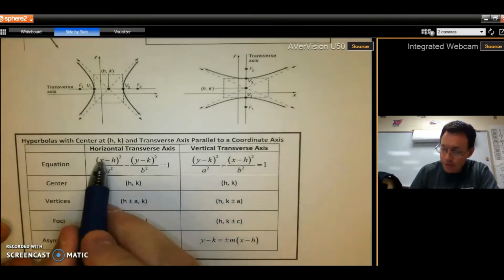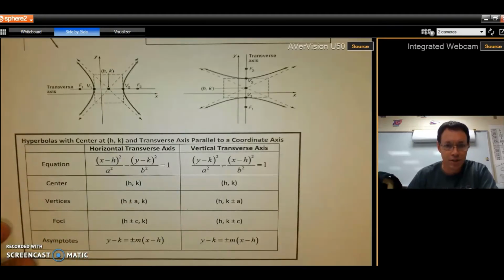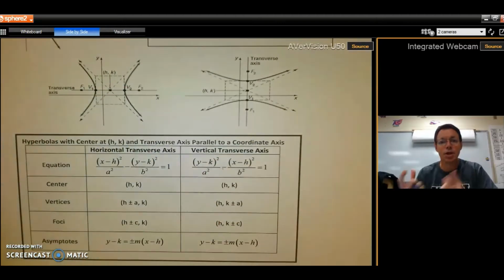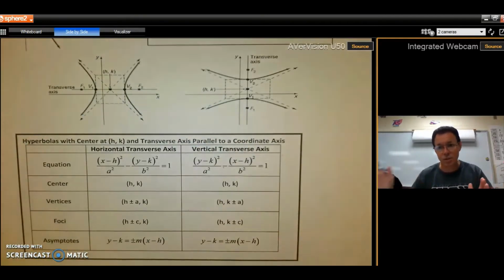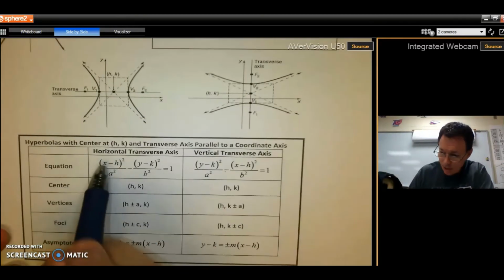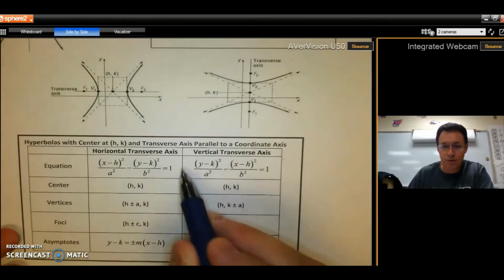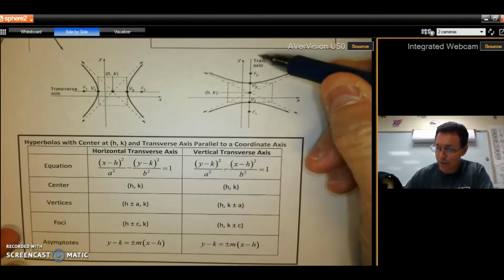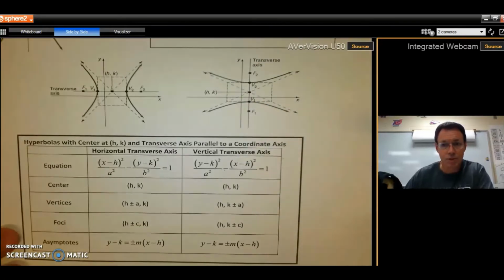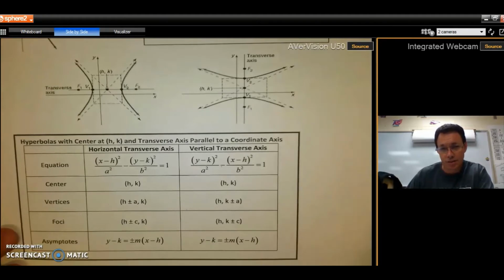Now, if the x is the positive of the two fractions, then your hyperbola is going to be going in an x direction. Notice that this hyperbola is going to the left and to the right, and that is being caused by that x right there. So this matches up with that picture. If you see the y being squared and the y is the positive, now your hyperbola is going up and down, which is more of a y direction. So that's what's causing the graphs to look different from each other. It's which one you're seeing first.